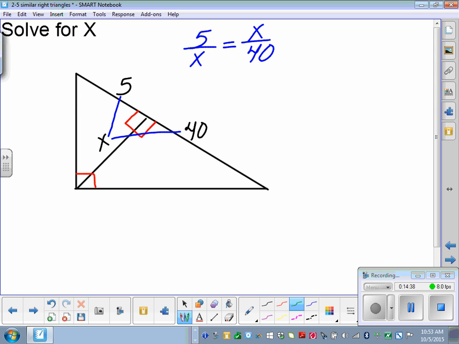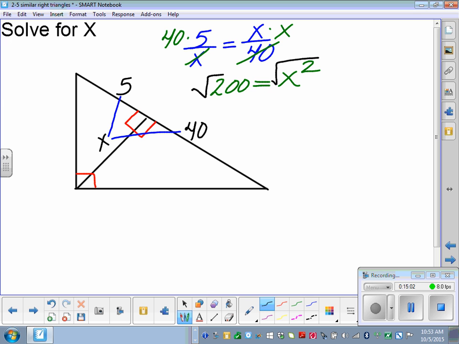I'm going to multiply both sides by 40, but on this side it divides out. I'm going to multiply both sides by x since it's in the denominator, but on this side it divides out. 40 times 5, 200 is equal to x times x, which is x squared. Questions? Now we take the square root of both sides since we need it to be x. And then our root cancels out our power. So we get x is equal to 14.1.